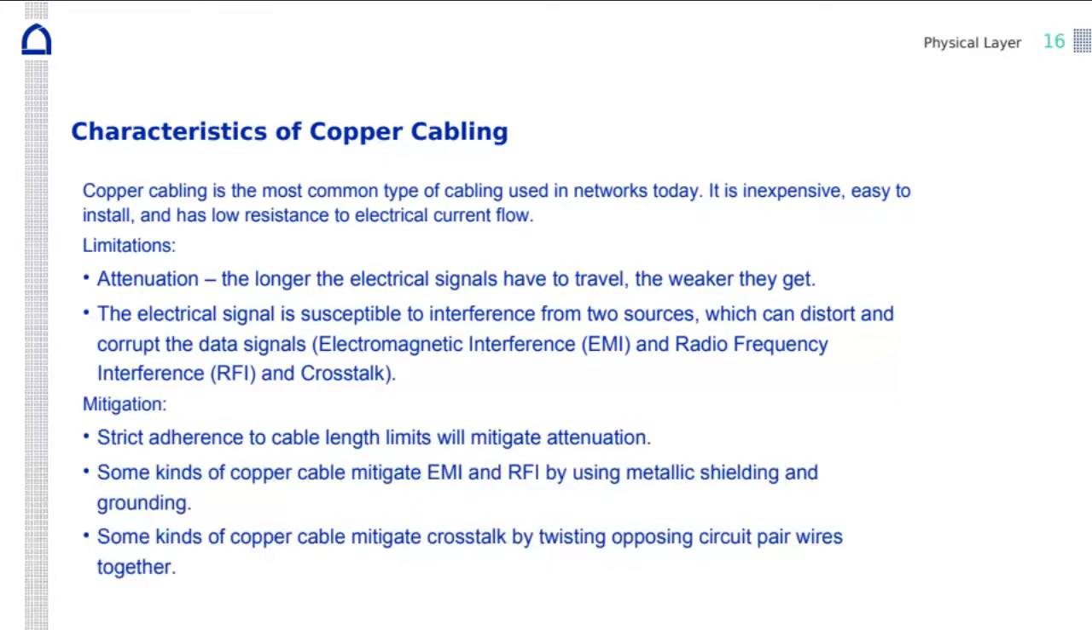Some other kinds of copper cables reduce crosstalk by twisting opposing circuit pair wires together. We call it twisted. To reduce why? To reduce the crosstalk. That's why the cable is twisted. If you see, you have some pairs twisted to reduce or mitigate crosstalk.